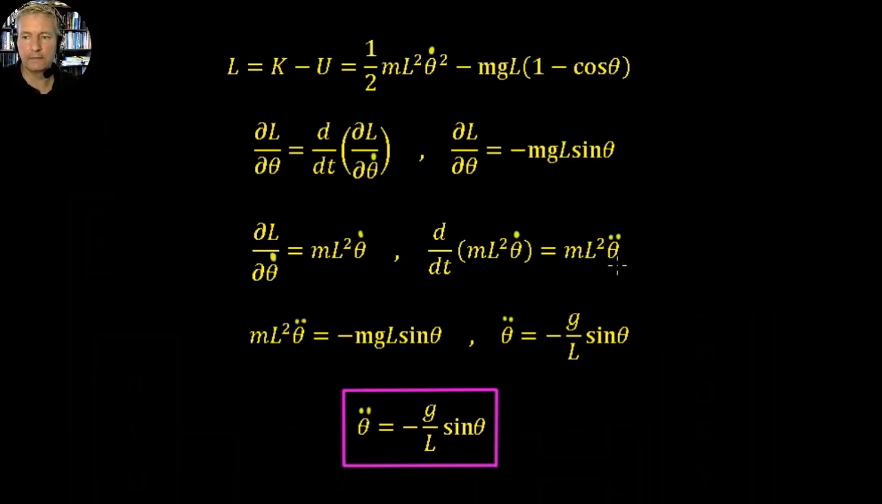Okay, so now we're left with the two parts of this equation. We've got our m l squared theta double dot equals minus m g l sine theta. So we can say our theta double dot is equal to minus g upon l sine theta. So that's the equation here, and that's a standard equation for the motion of a pendulum.